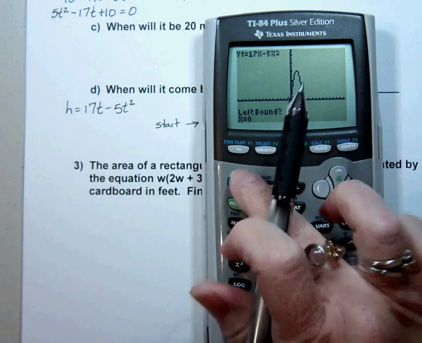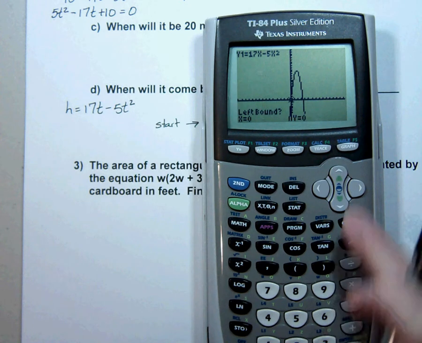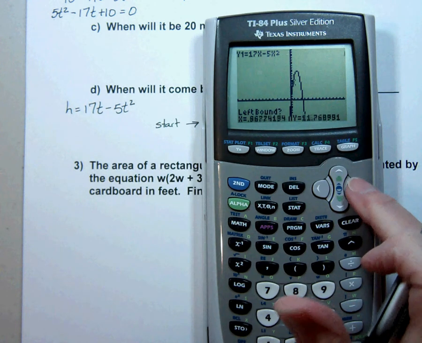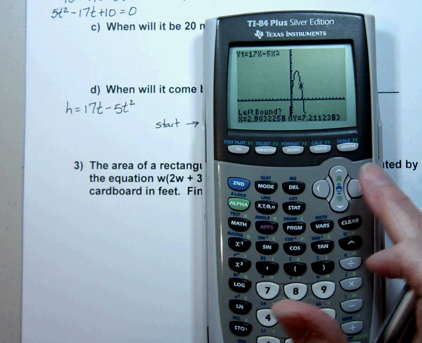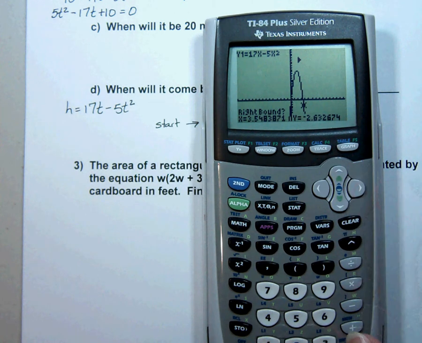So when we push second trace, number 2, when it's asking for the left bound, it means the left side of the one we want to find. So let's just move it, and left would be above the line. Move it to below the line to be on the right bound. When it says guess, you don't have to worry about that one, just skip that one.